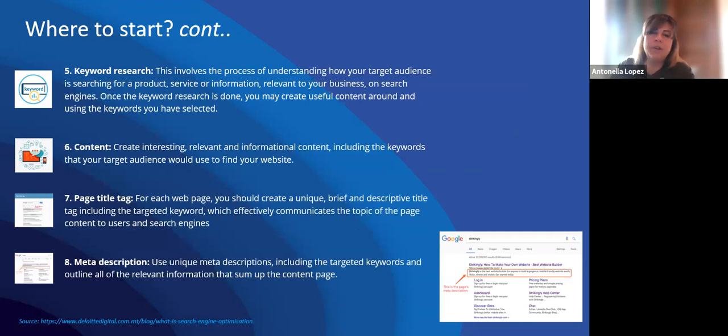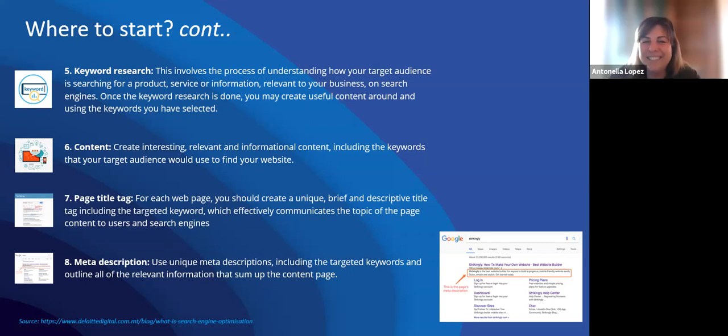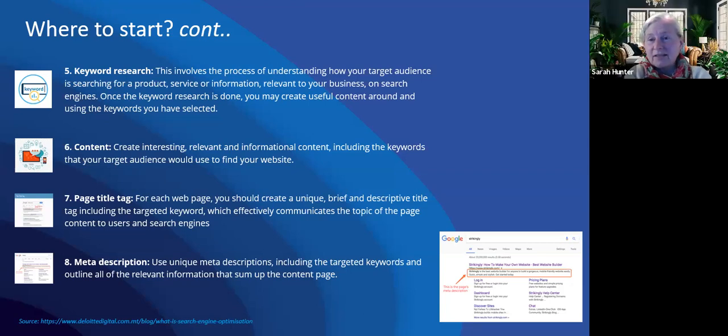Number 5, keyword search. We've all heard about keywords. This involves a process of understanding how your target audience, as we keep saying, is searching for a product, service, or information relevant to your business. So it's really important your content holds keywords and phrases, and you create useful content around whatever keywords they may be using, so it matches up to what the search engine or the crawlers have found within your web pages. And how does a business go about identifying what are some things that you can do? Do you literally just ask your clients or look at the reviews?